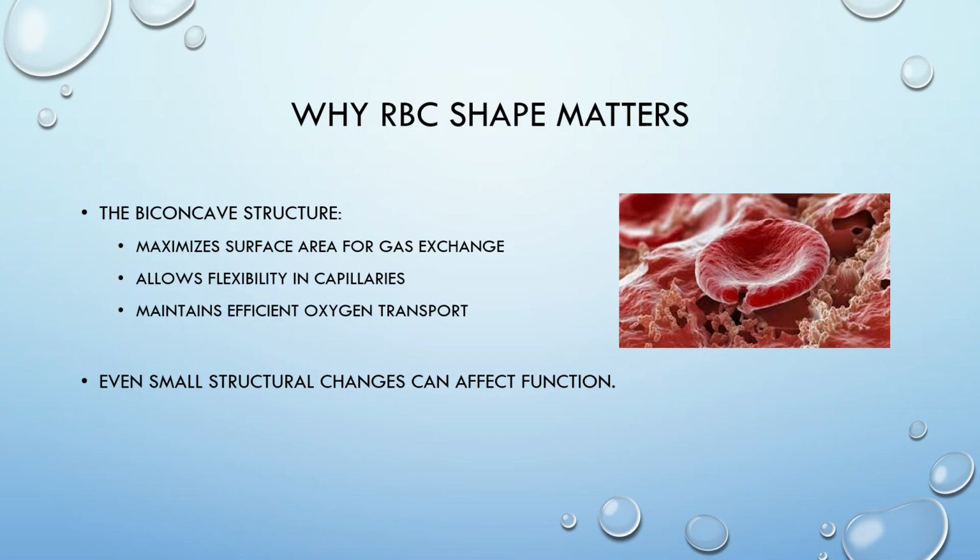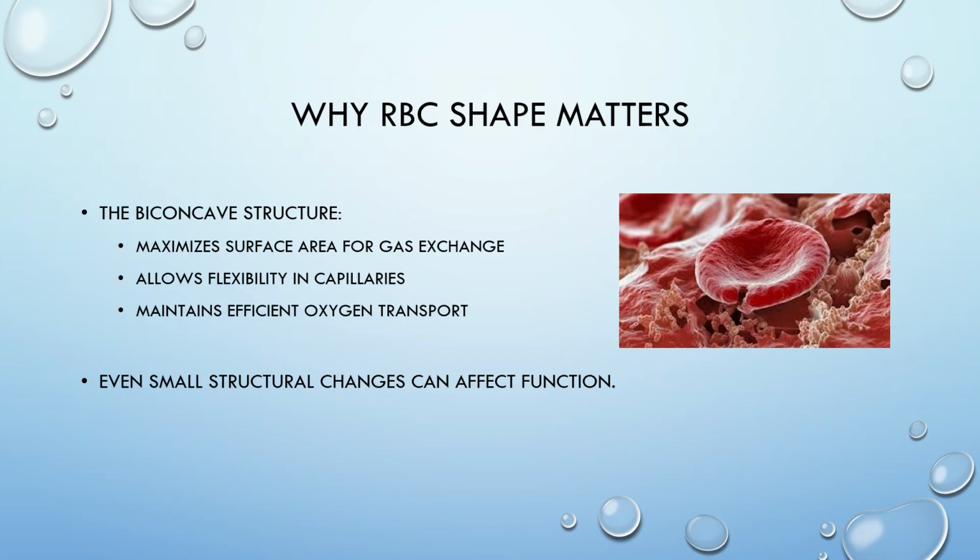The shape also allows erythrocytes to be remarkably flexible. As these cells circulate through the body, they must pass through capillaries that can be smaller than the diameter of the red blood cell itself. A rigid cell would rupture under that kind of mechanical stress. Instead, the flexible membrane and biconcave shape allow the cell to deform and then return to its original structure. This structural flexibility is essential for maintaining continuous blood flow and oxygen delivery throughout the microcirculation.